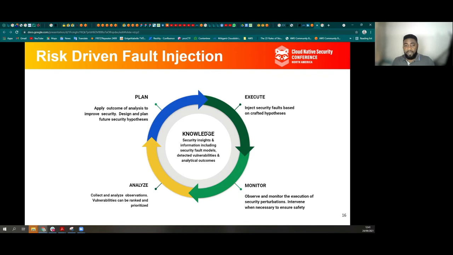But at the end of the day, by you being able to map whatever finding you got to cyber risk, it makes more sense to speak to the management about security chaos engineering. So the risk-driven fault injection has got five pillars: execute, monitor, analyze, plan, and knowledge. And we're going to look at them one after the other.